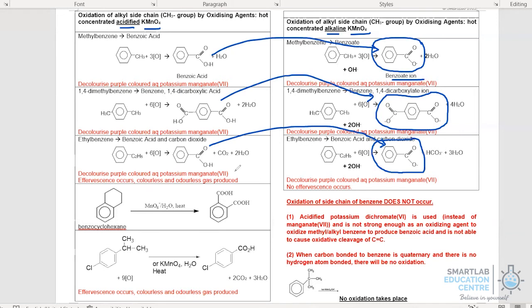Finally, if you were to use alkaline KMnO4, there will also not be any carbon dioxide produced and no effervescence will be observed. The reason is that your CO2, which is an acidic oxide, would react with OH minus, and that will give you your HCO3 minus.